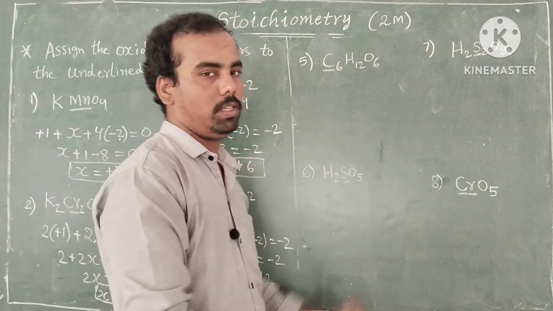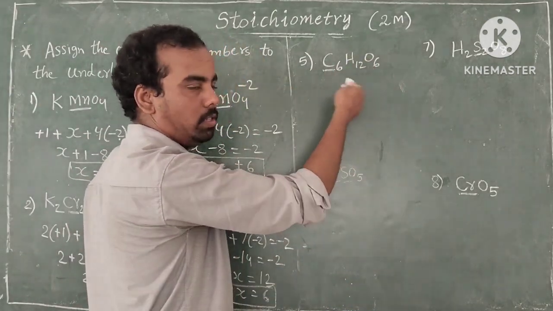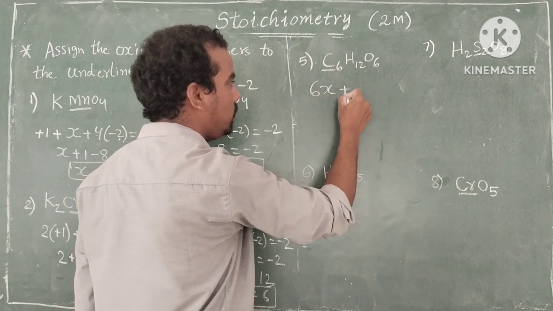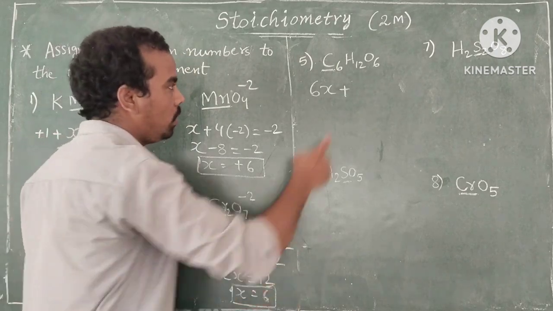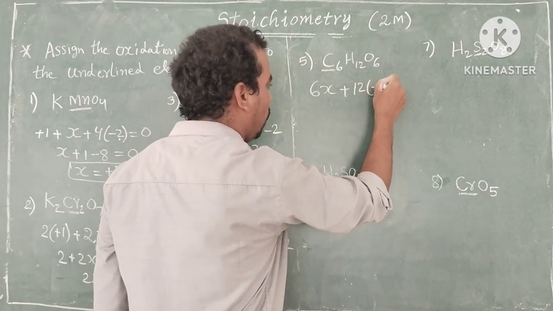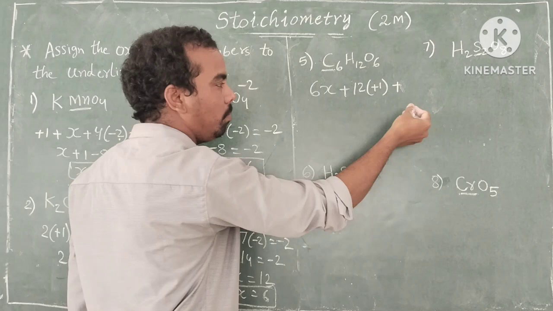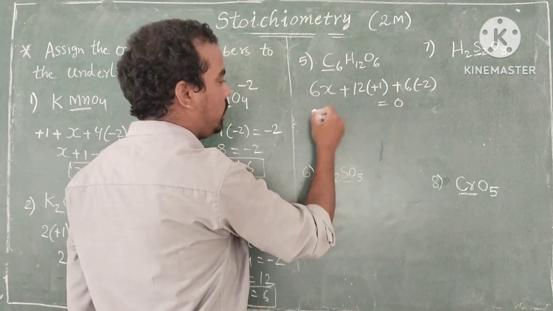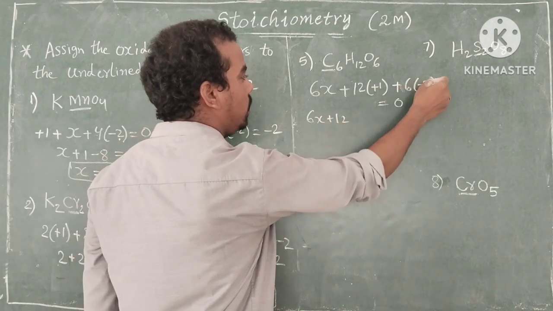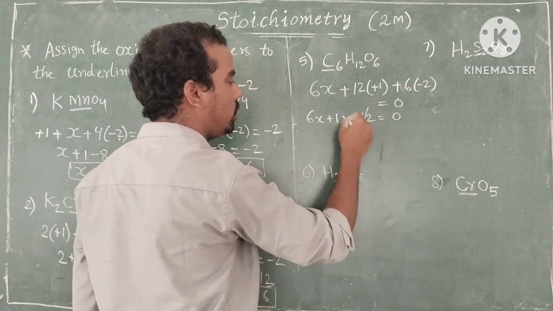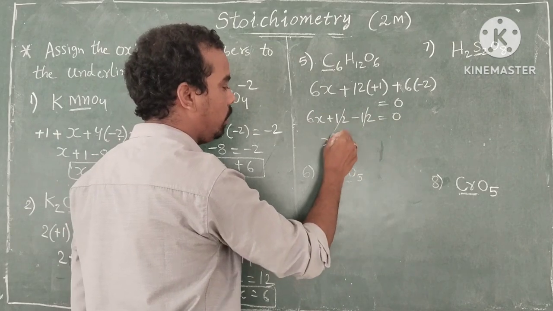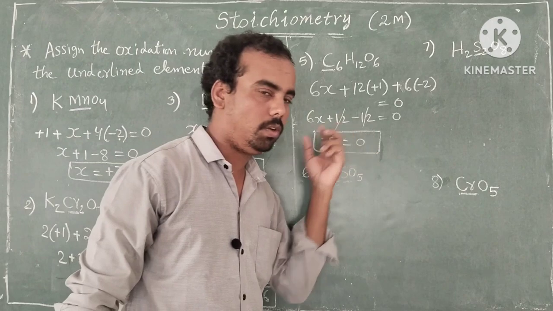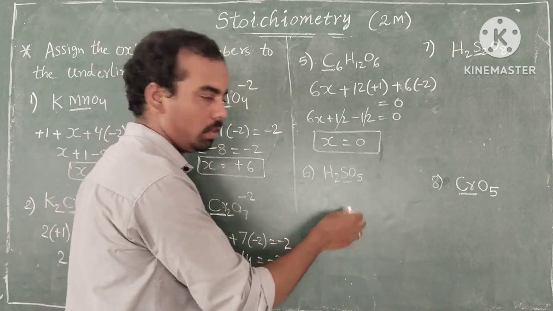Next, C6H12O6, glucose or fructose. Oxidation state of carbon: 6 carbons, so 6X, plus each hydrogen plus 1, so 12 into plus 1, plus each oxygen minus 2, so 6 into minus 2, equals 0. 6X plus 12 minus 12 equals 0, the 12s cancel, 6X equals 0, so X equals 0. The oxidation state of carbon in glucose or fructose is 0. Next, very important, H2SO5.